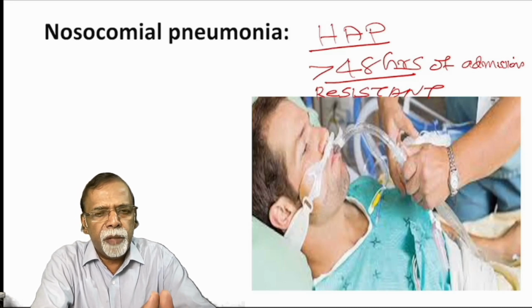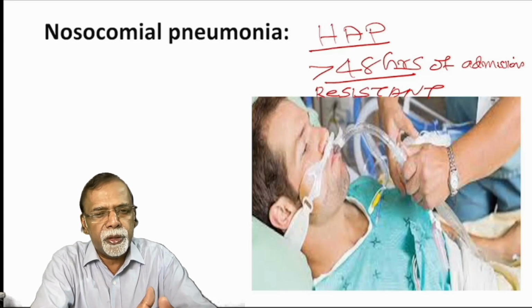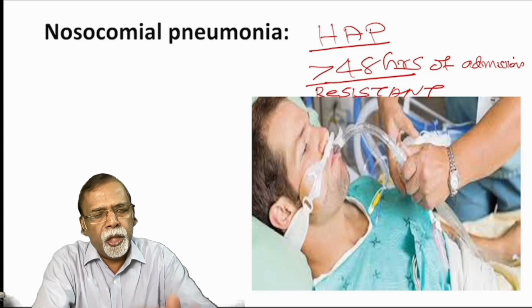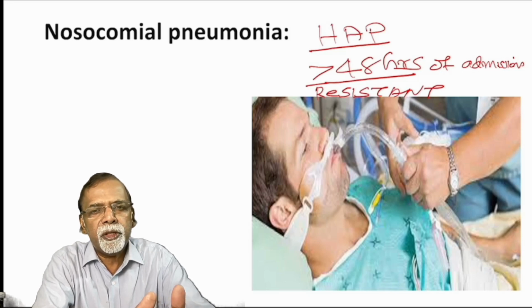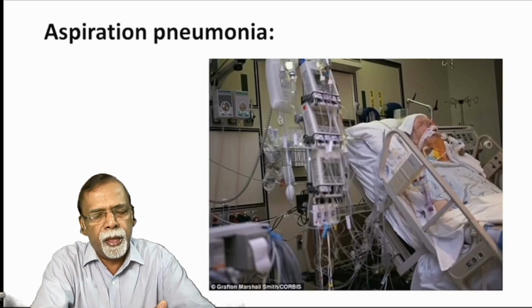The distinguishing feature I already mentioned: this occurs after a hospital stay, often as a result of exposure to healthcare associated pathogens, and they are resistant to treatment with common antibiotics. Now we go to the next type of pneumonia, the aspiration pneumonia. Aspiration pneumonia occurs when foreign substances such as food, saliva, liquid or vomitus are inhaled into the lungs.